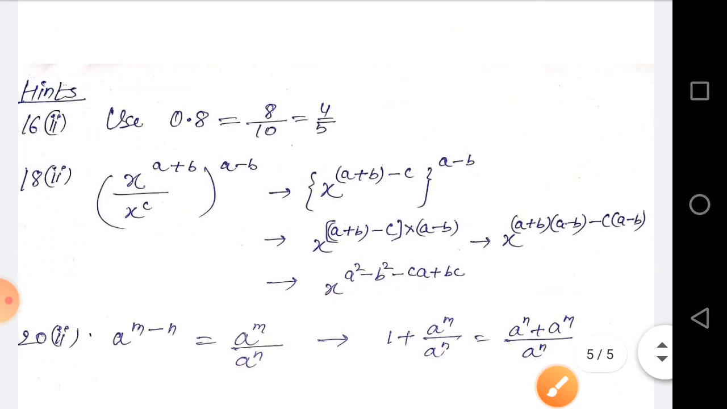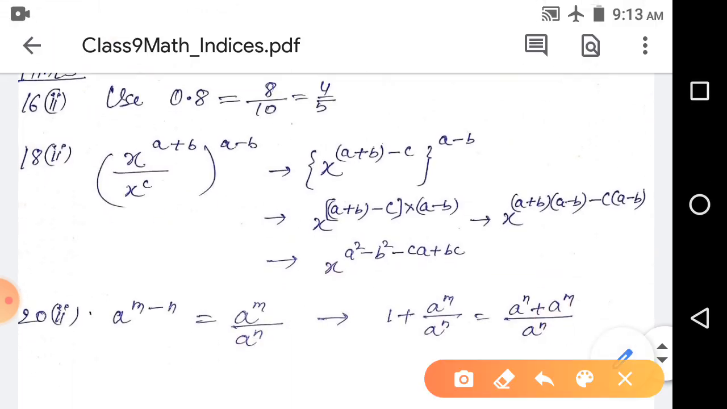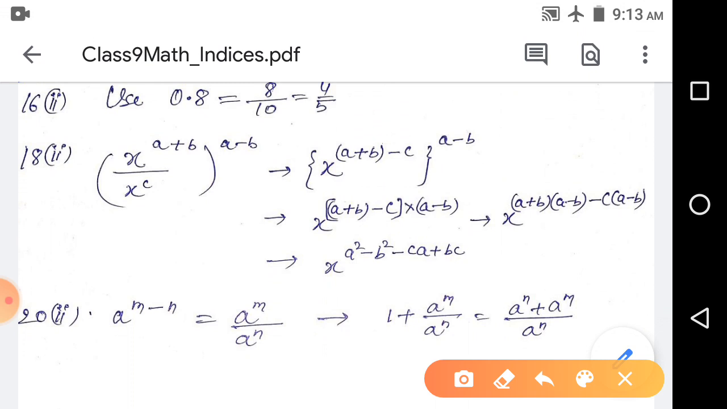Now come to some of the hints given for question number 16. In question number 16 you can use 0.8 as 8 by 10, and it will be 4 by 5. The hint given for question number 18 is for one term, that is x to the power a plus b by x to the power c, whole to the power a minus b.